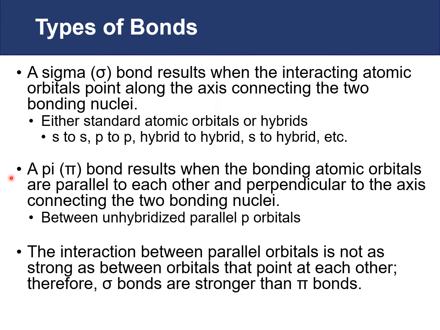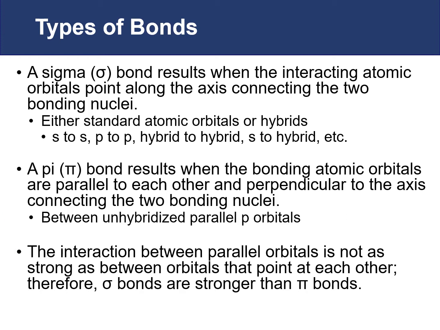A pi bond, on the other hand, results when the bonding atomic orbitals are parallel to each other and perpendicular to the axes connecting the two bonding nuclei. So they are parallel to each other, but perpendicular to the internuclear axes. These pi bonds are only between unhybridized p orbitals.